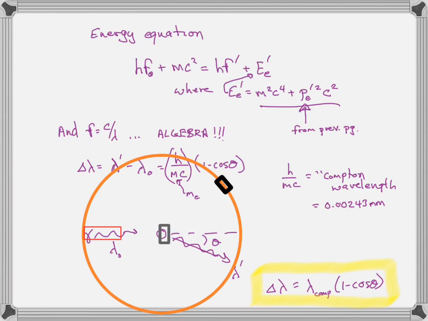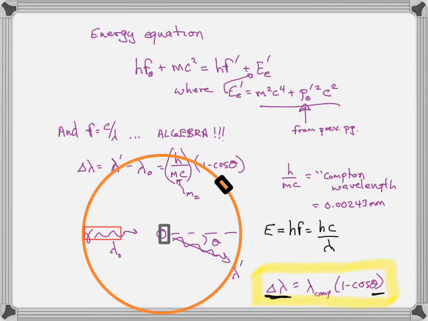Let's just think a little bit more about this result. Delta lambda equals the Compton wavelength times 1 minus cosine theta. So what is the largest change in wavelength? Remember that the energy of the photon is hc over lambda, or hf, and so the largest change in wavelength is going to tell you the largest possible change in energy of the photon, right? So what's the largest possible change in wavelength of the photon? That is when theta equals 180 degrees.